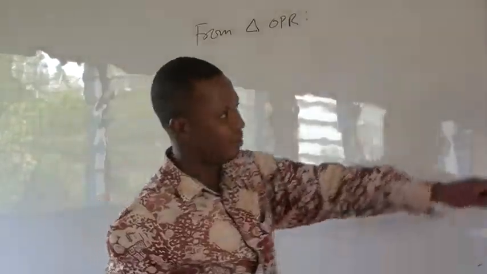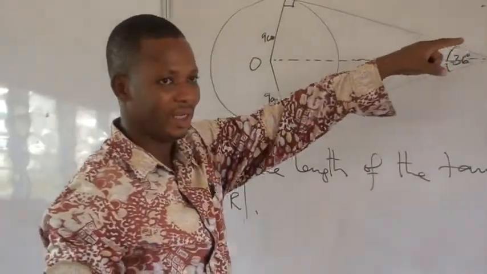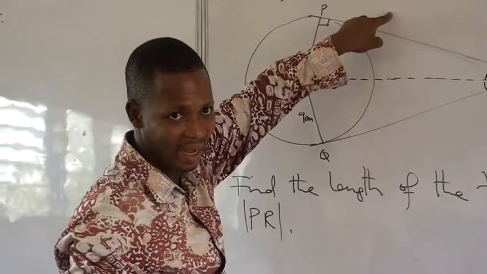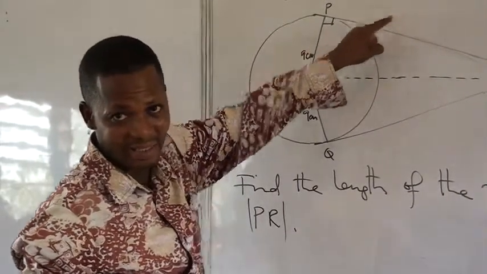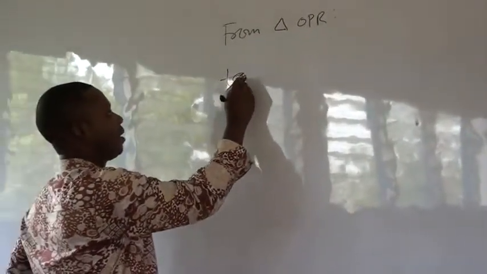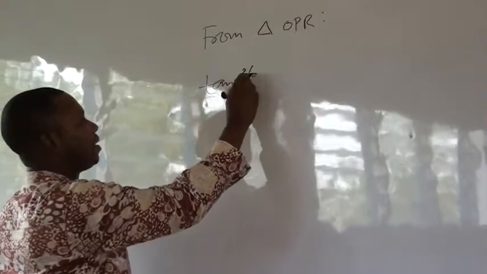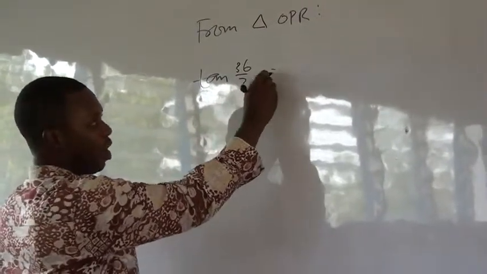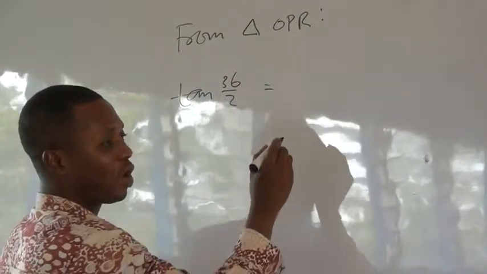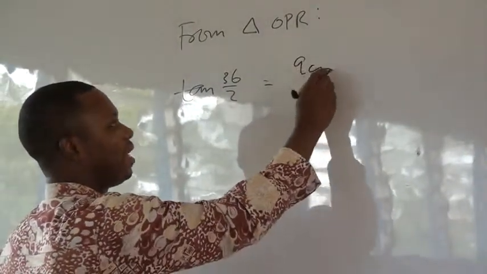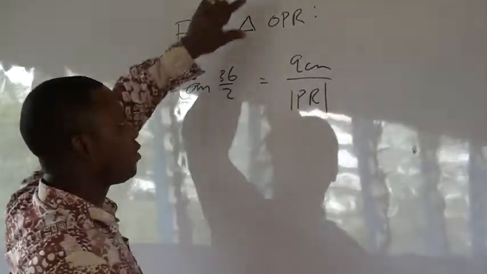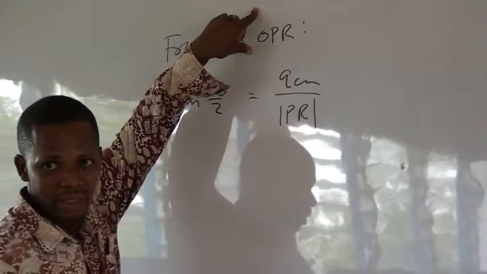You have this, and you are looking for that. So you are dealing with opposite and adjacent. So from triangle OPR, tan 36 over 2 is equal to 9 centimeters over PR. You clearly have to state this. That's what you are doing good.